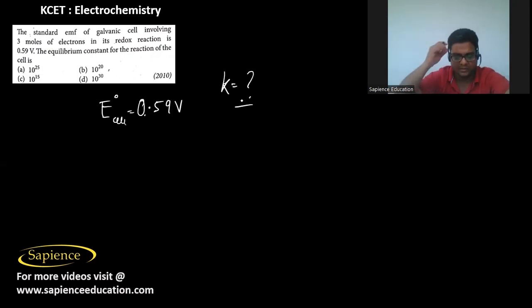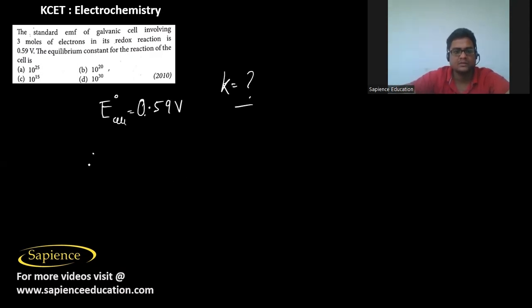Then here it is told that the standard EMF of a galvanic cell involving 3 moles of electrons in its redox reaction is 0.59 volts. The equilibrium constant K for the reaction of the cell is being asked.